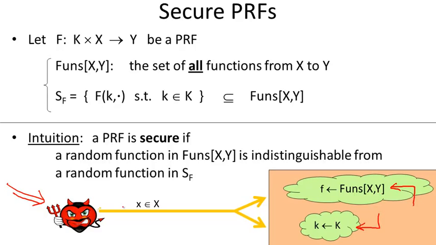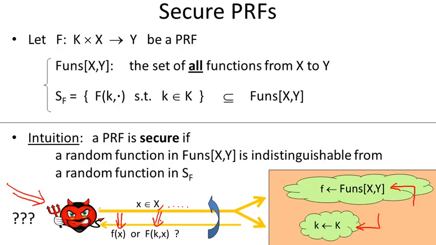And now what this adversary is going to do is he's going to submit points in x. So he's going to submit a bunch of x's. In fact, he's going to do this again and again and again. So he's going to submit x1, x2, x3, x4. And then for each one of those queries, we're going to give him either the value of the truly random function at the point x or the value of the pseudo-random function at the point x. The adversary doesn't know which one he's getting.